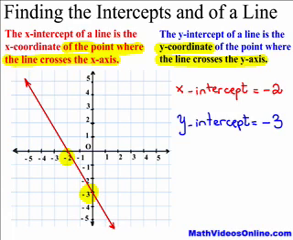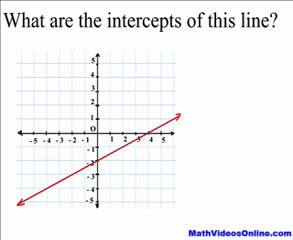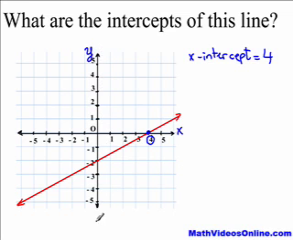Let's analyze a few examples. What are the intercepts of this line? The line crosses the x-axis in +4. Therefore, the x-intercept is +4. The same line crosses the y-axis in -2. The y-intercept is -2.